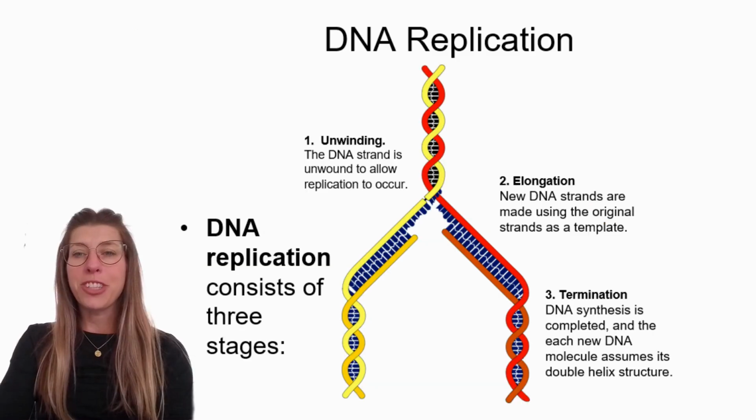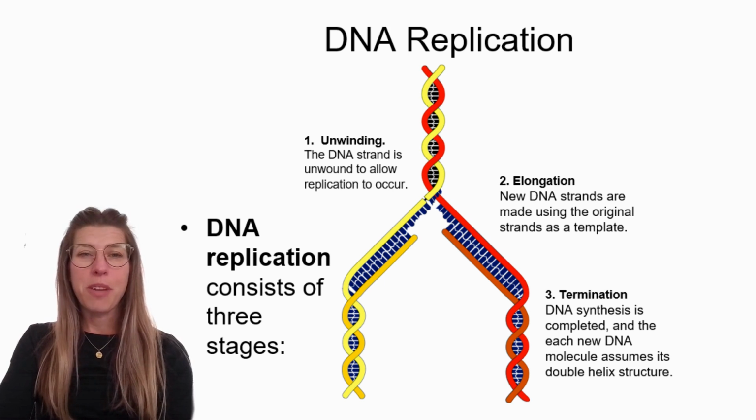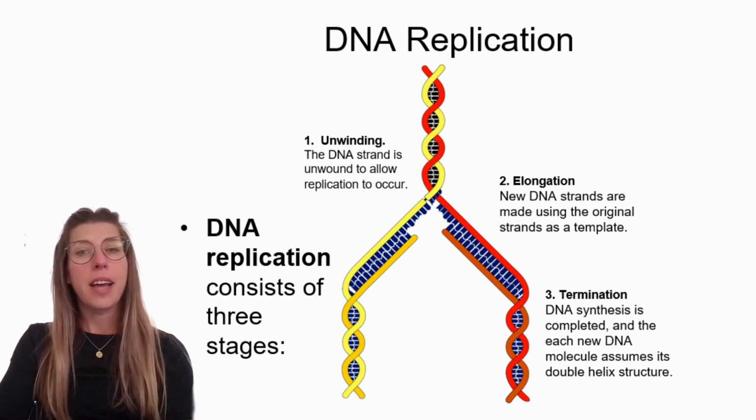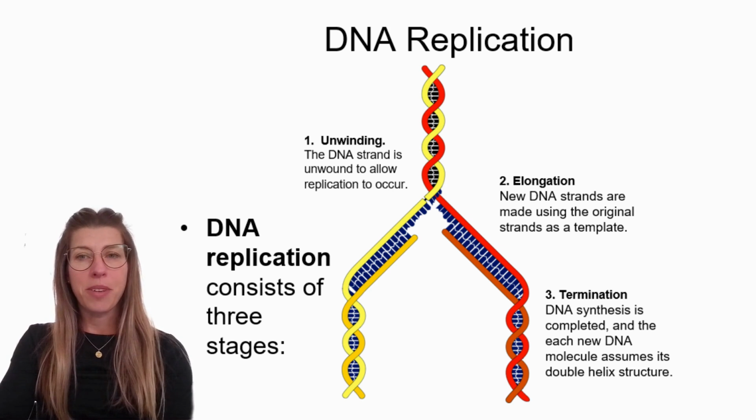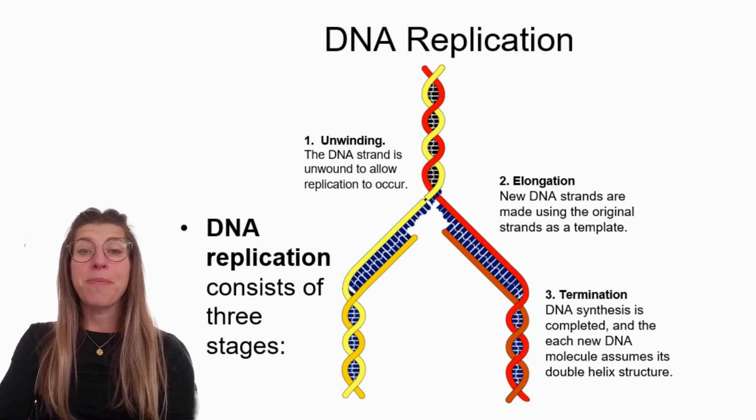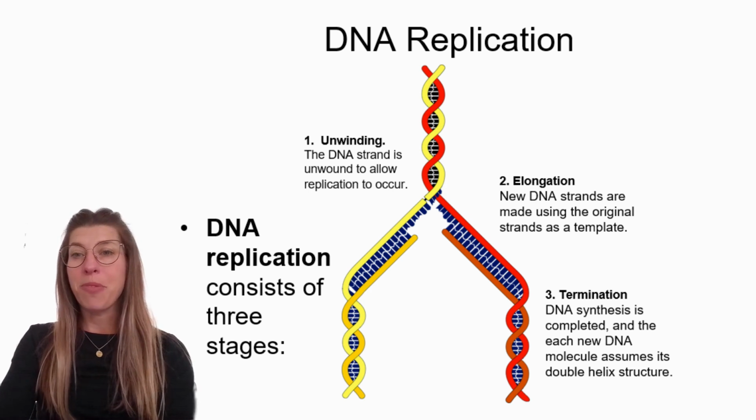So DNA replication consists of 3 stages, which we will be talking about today. So number 1 is the unwinding stage. This is when the DNA strand is unwound, which allows for replication to occur. Number 2 is elongation. So new DNA strands are made using the original strands as a template. It's elongating. And then number 3, termination. DNA synthesis is completed, and the new DNA molecule, each of them, assembles its own double helix structure.